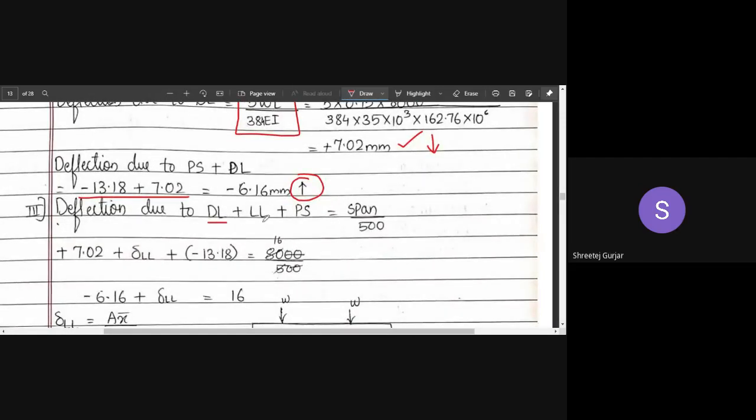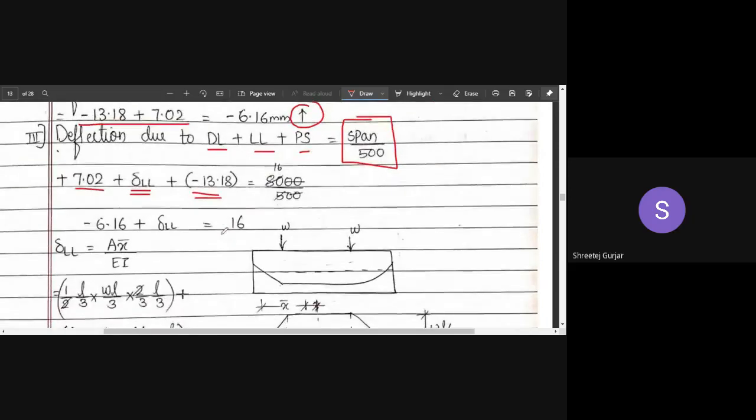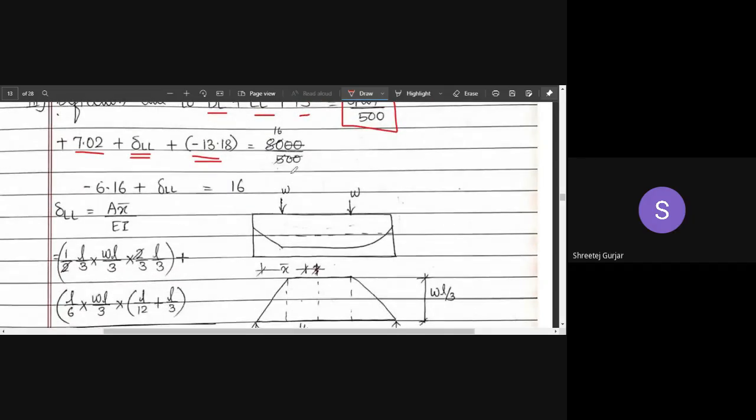Now deflection due to dead load, live load and pre-stress. The condition that they have told us is that this has to be equal to span by 500. Span is 8 meters, that is 8,000 mm divided by 500. And this is due to dead load. Deflection due to live load is not given, because live load we have to find out. So this is kept as it is, and then deflection due to pre-stress we have substituted. What they have told is we have to find out the value of this W, of these concentrated loads that are located at every third point, every third span.